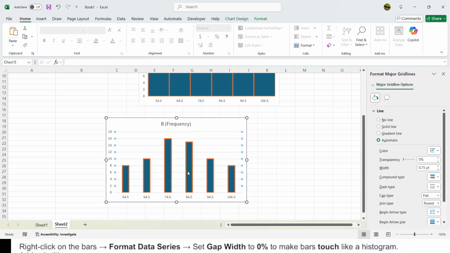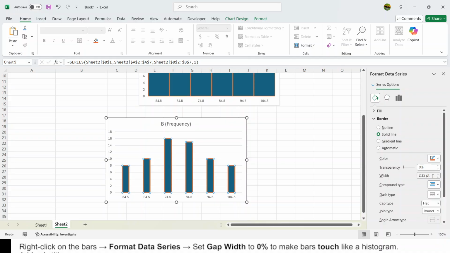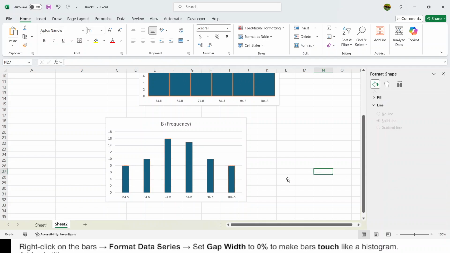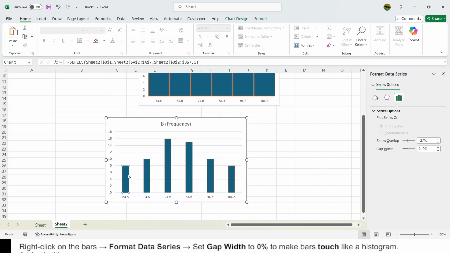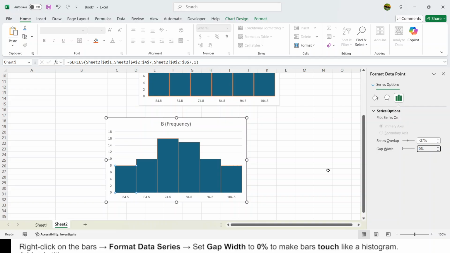I think it has come up. Let me try again. It has come up. Yes, the width should be 0. I don't know why it was misbehaving. Yes, here it is. And now I have gotten the answer. Yes, you can see that. That's how to come up with a histogram.